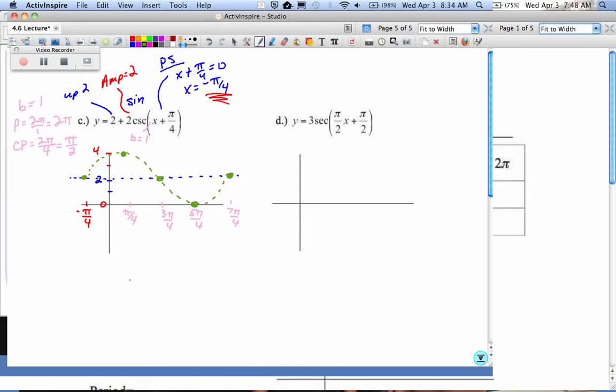But we're supposed to be graphing cosecant. So anywhere it touched the midline, not 0, anywhere it touches the midline is where your vertical asymptotes go. And so then the U-shaped graph would be right here and right here.